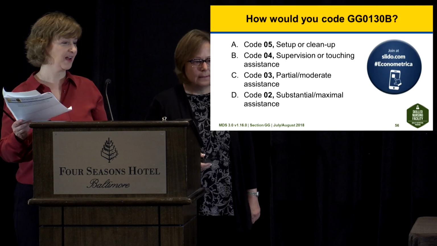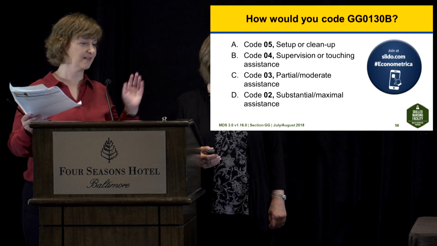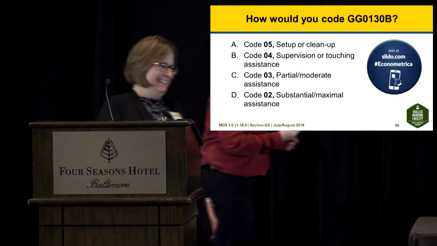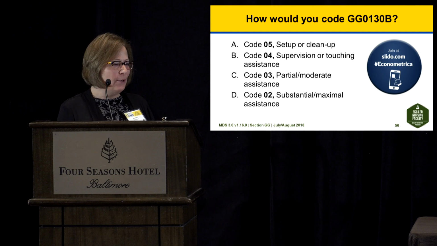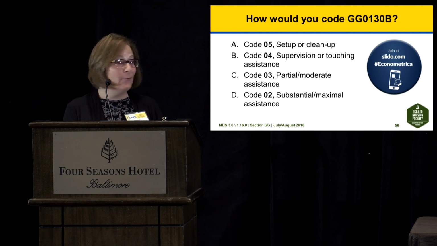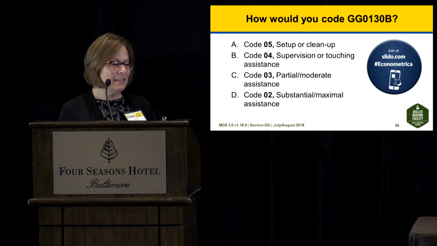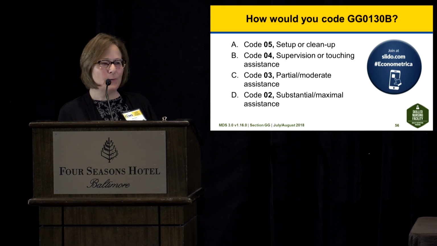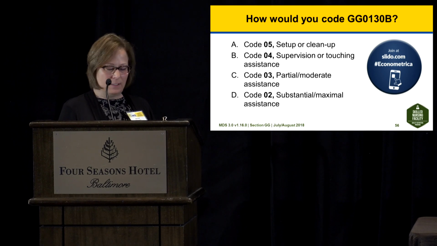Is Slido going to come up? I'll let Alice read those options off. Thanks, Anne. How would you code GG0130B on Slido? Code A, 05, setup or cleanup. Code B, 04, supervision or touching assistance. Code C, 03, partial moderate assistance. Or code D, 02, substantial maximal assistance.